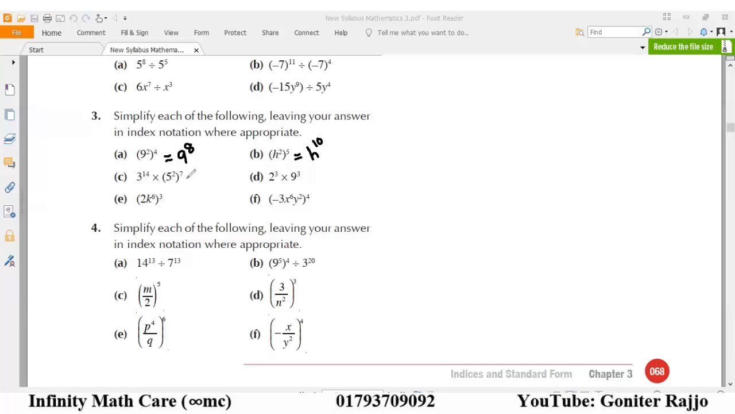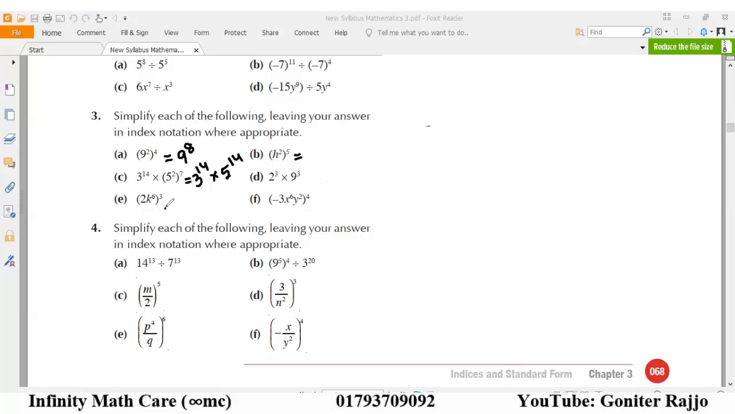Similarly here, 3 to the power 14 multiplied by 5 to the power 2 multiplied by 7. So we can see that we can write 2 multiplied by 7, that will be 14. So we can keep our answer like that.